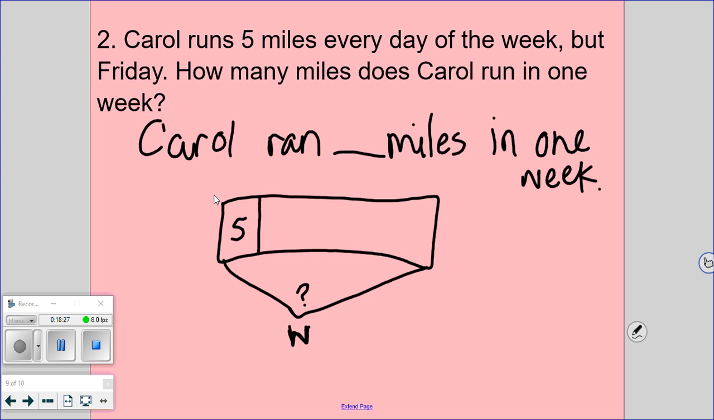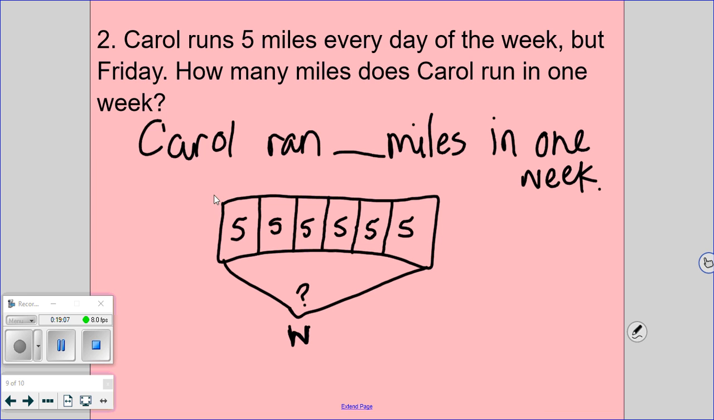What's another day of the week? Tuesday. Make a Tuesday box. Did she run 5 miles on Tuesday? Yeah. What about Wednesday? Yes. What about on Thursday? What about on Friday? No. What about on Saturday? Yes. What about on Sunday? Yes. If we did every single day of the week except Friday, we should have 6 days of the week, right? There's 7 typically, but we're not doing Friday, so now we're only doing 6.